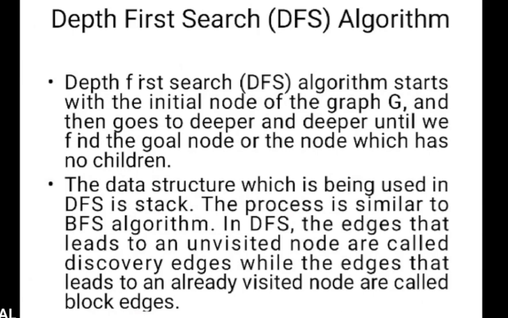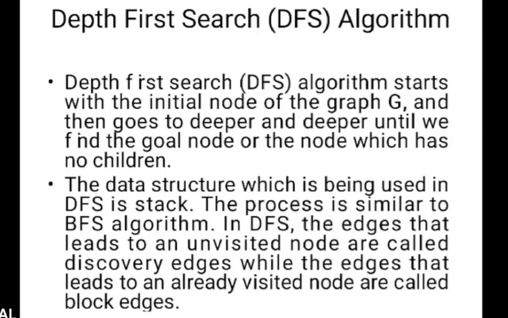In case of depth first, it starts with the initial node of the graph G and then goes deeper and deeper until we find the goal node or the node which has no children. The data structure which is used in the algorithm for the depth first search is stack, whereas in case of breadth first search, it was the queue. This process is the same.